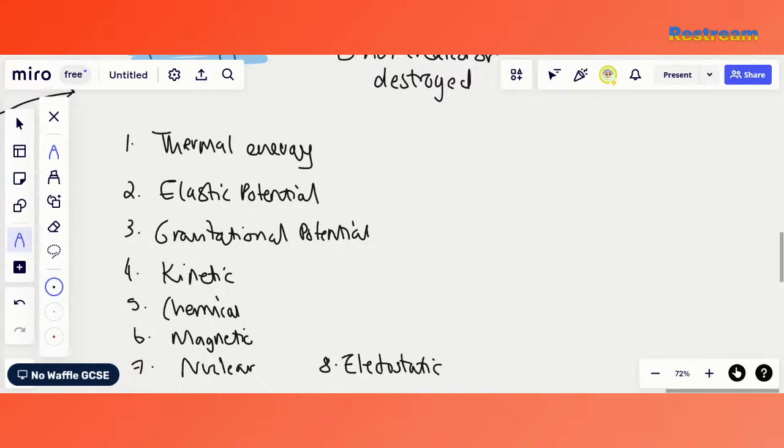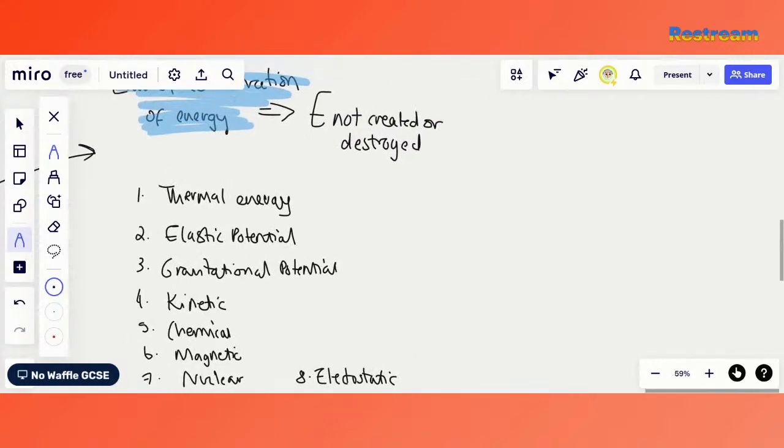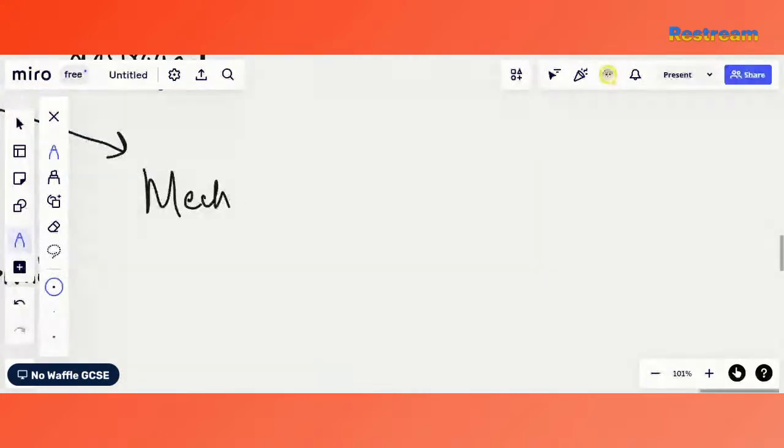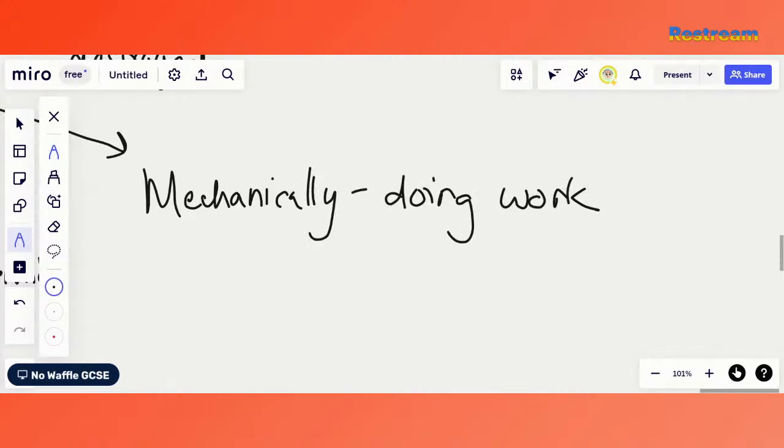Now, energy can be transferred in 2 different ways. Energy can be transferred mechanically, or energy can be transferred electrically. So, what does that mean? Mechanically means by doing work. Now, work is anything that requires energy physically. So, if you move your arm up, that's work done.